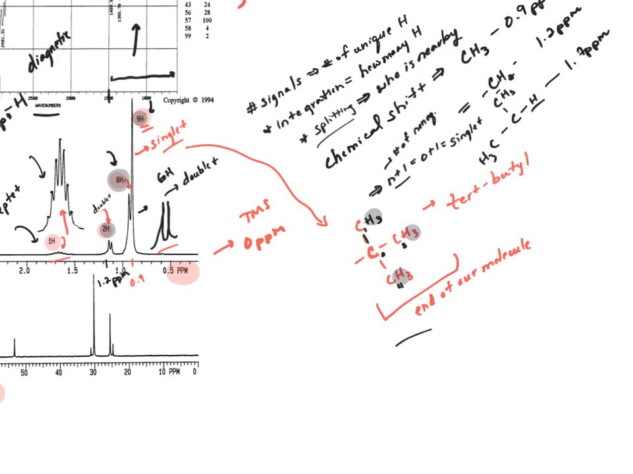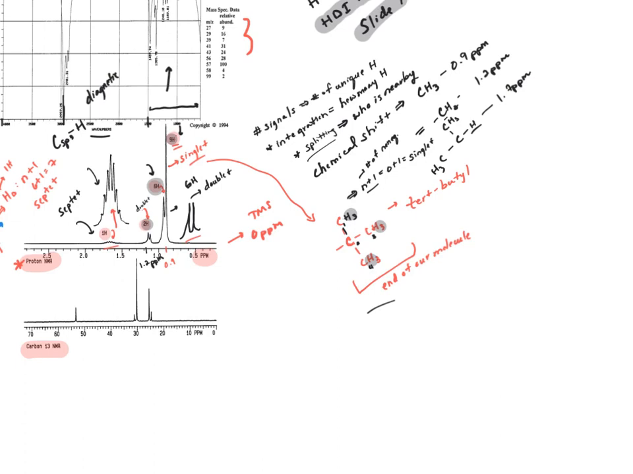Now, the only thing we have to be aware of is that splitting pattern. It's a doublet, so if N plus 1 equals 2, then N has to be 1. There can only be 1 nearby neighbor that is not equivalent to those 2 protons. So if we know it's going to look like this, where these 2 are equivalent, and we have a piece here and a piece here, the only way we can stitch those together is to put our isopropyl group over here.